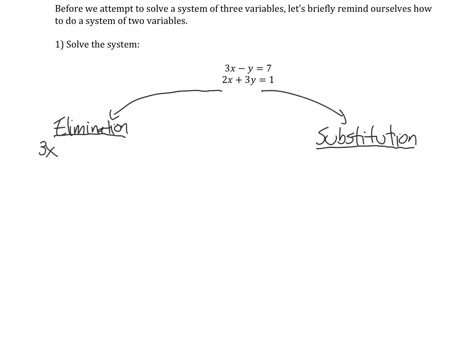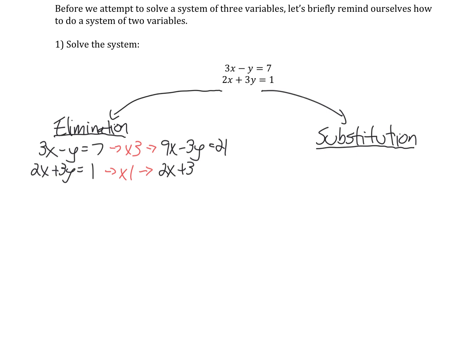So if we look at my two equations, 3x minus y equals 7, and 2x plus 3y equals 1, we multiply the top one by 3 and leave the bottom one the same, multiply it by 1. I get new equations of 9x minus 3y equals 21, and my other equation stays the same, 2x plus 3y equals 1. And when I add these together, notice that the y's cancel out, right? So the goal in the elimination method is that when you add them together, one variable cancels out, which in this case is y.